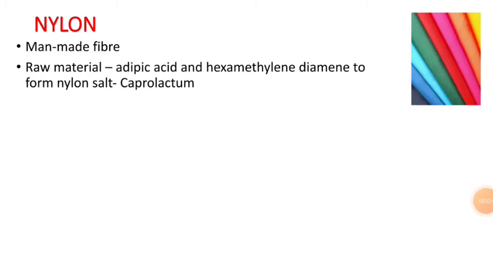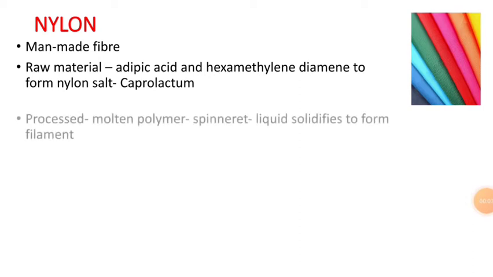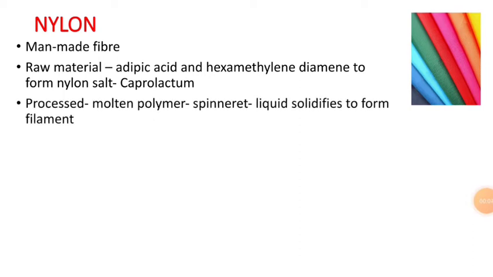The raw materials used for nylon are an organic acid, that is adipic acid, and an organic base, that is hexamethylene diamine, to form nylon salt, that is caprolactam. Nylon salt is further processed to obtain a molten polymer which is then forced through the spinneret into cool air. Thus, the liquid nylon solidifies to form a filament.